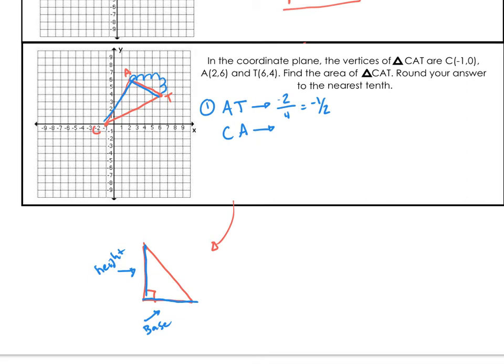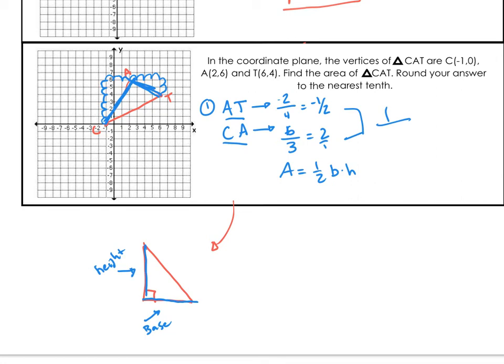Now, to get from C to A, I go up 1, 2, 3, 4, 5, 6, and then over 3. So I went up 6 and went over 3. That gave me 2. Let's drop a 1 under there, just makes it easier. And so yes, these are perpendicular, so we know this is a right triangle. So since I know this is a right triangle, if I know the lengths of CA and AT, those are my two legs. That's therefore my base and height, and therefore I can find the area because the area is equal to 1/2 base times height.